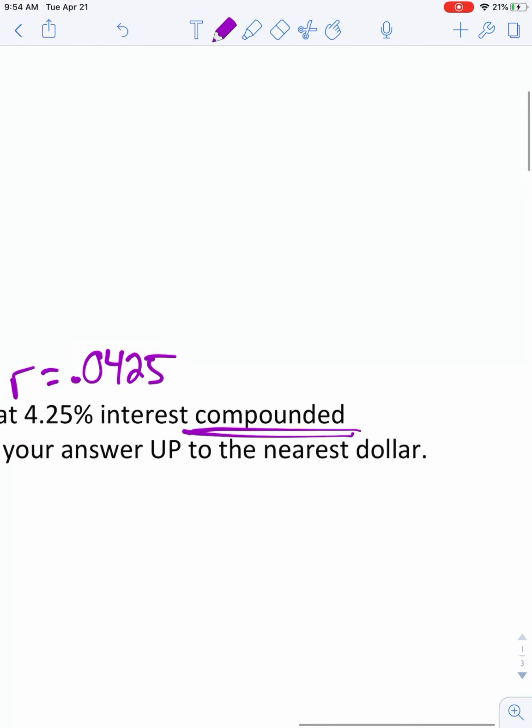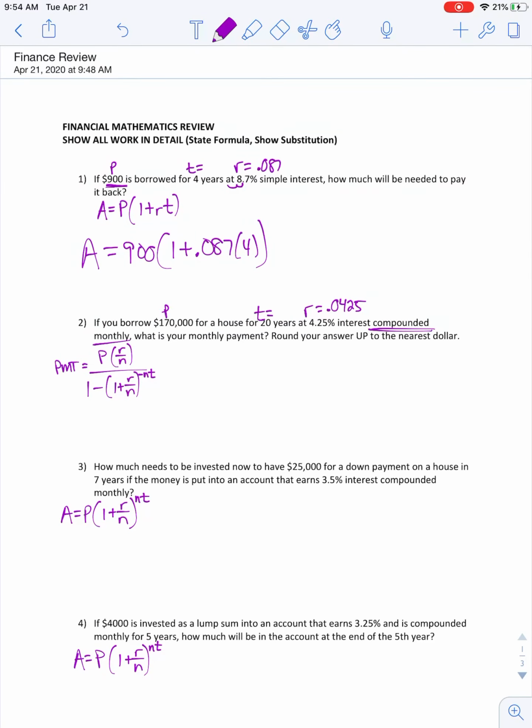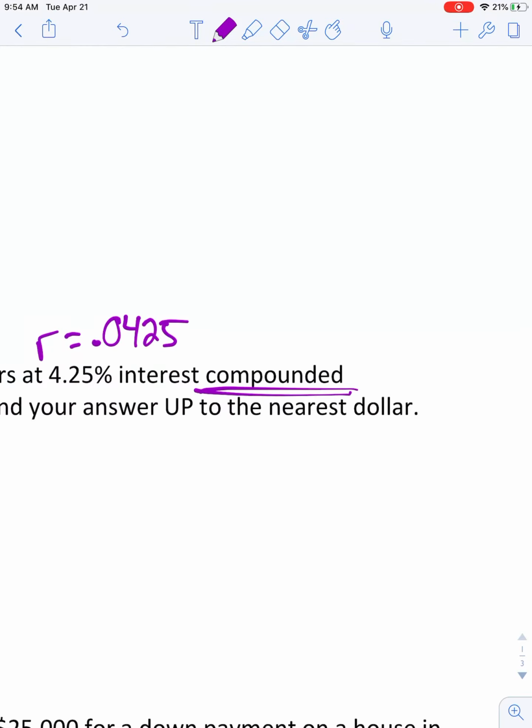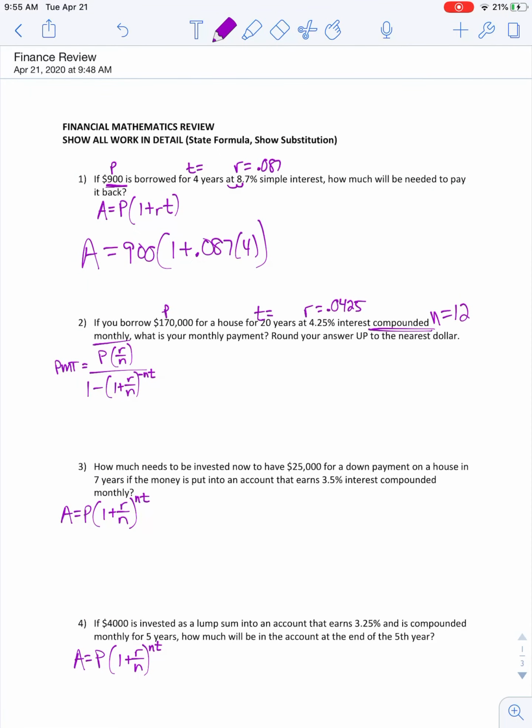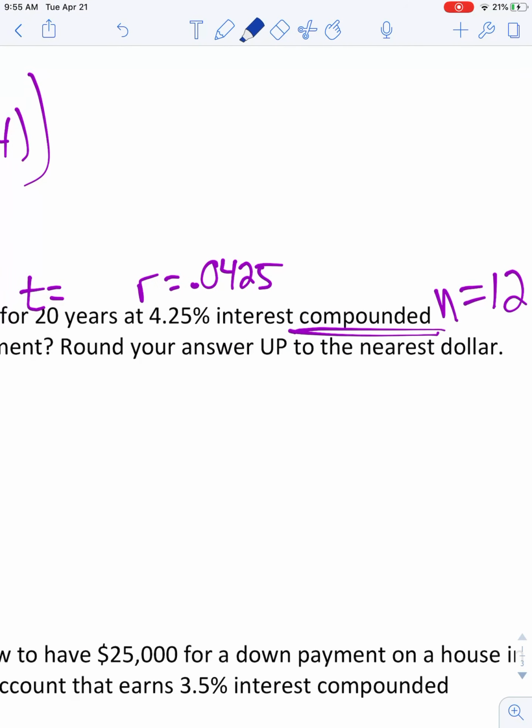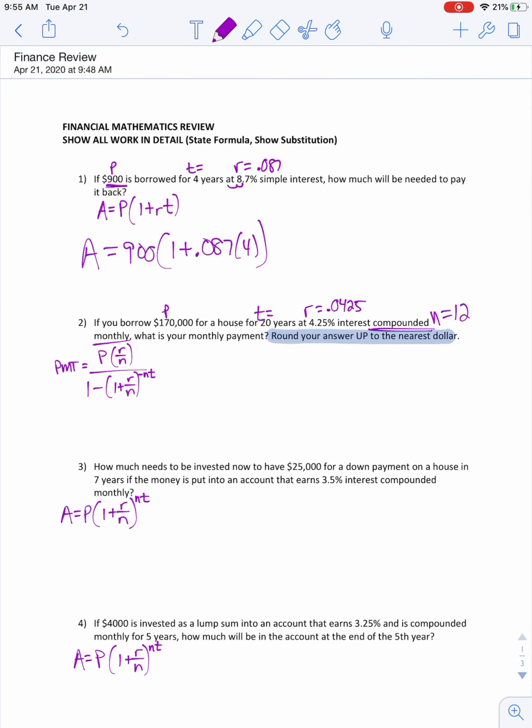So remember that that's your N value. N represents the number of times it's compounded per year. Since it's compounded monthly, your N value is 12 because there's 12 months in a year. And then it says, what is your monthly payment? And remember that whole rounding up thing. It says round your answer up, so no matter what, you're going to round it up to the nearest dollar. So you plug all that in and you go to the calculator.